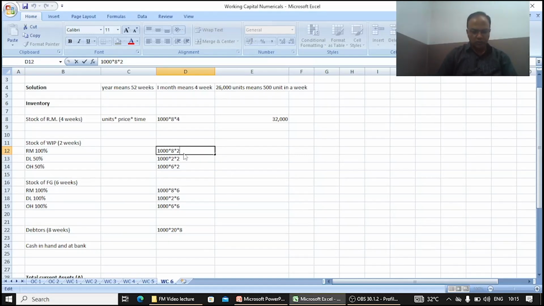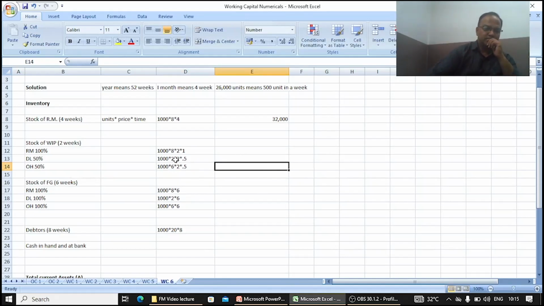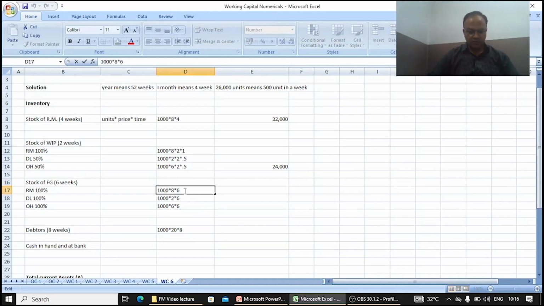Now one thing more: into 1, because it's 50%, 0.5, again it's 50%, 0.5. 24,000 here into 1 because 100%, again into 1 because 100%.